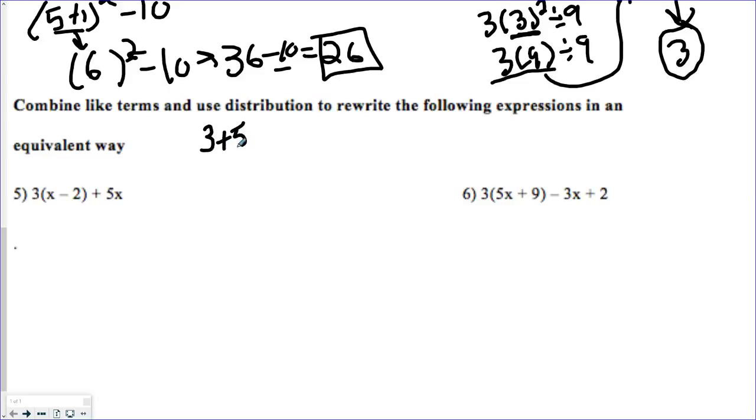3 plus 5x equals 8x. I cannot do that. That is a no-no. You cannot add a non-x to an x. They have to both have x's in order to go together. They have to both have y's to go together, or they have to both have no variables to go together. You cannot add a variable and a non-variable together like that.